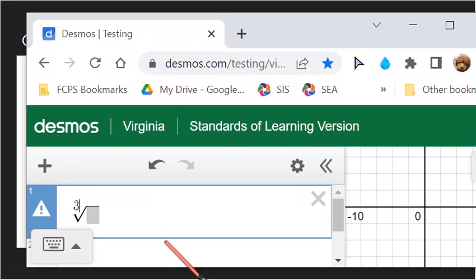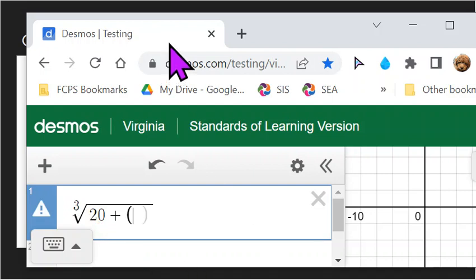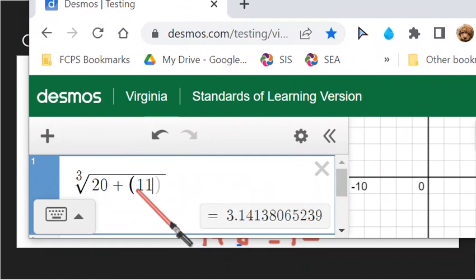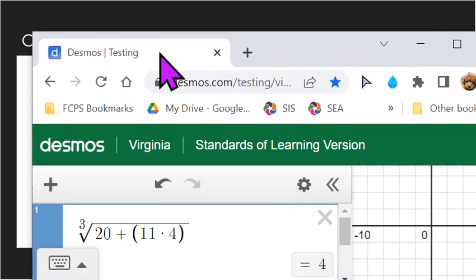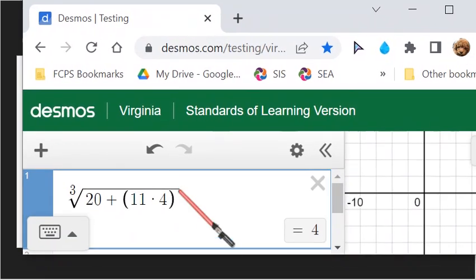What was it? 20 plus parentheses 11 times 4, close parentheses. Something else to remember is, see how the radical ends right after that parentheses? To get out of it, I can either click out of it like that, or if I'm still underneath it, I hit the right arrow, and that's another way I can get out.